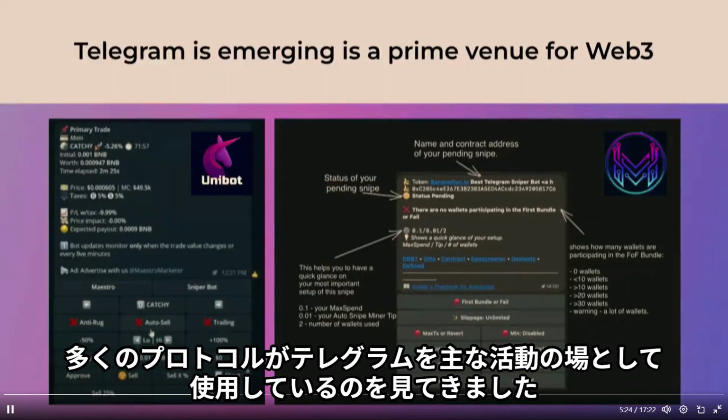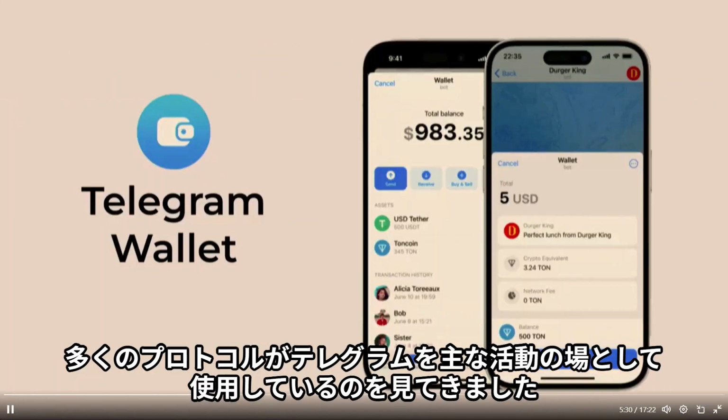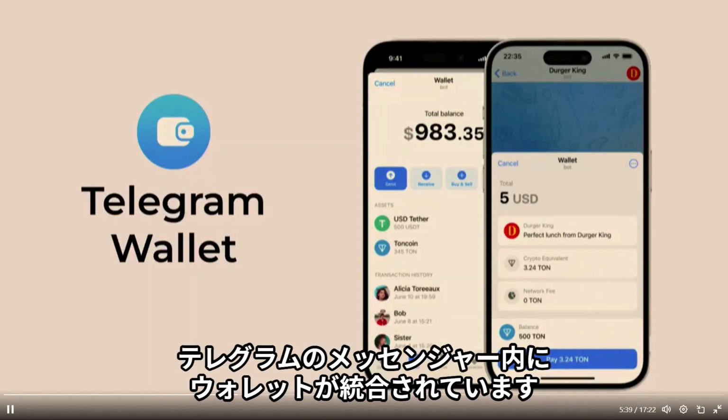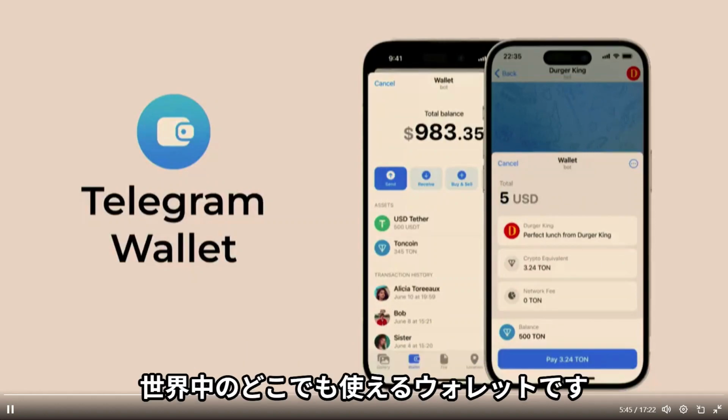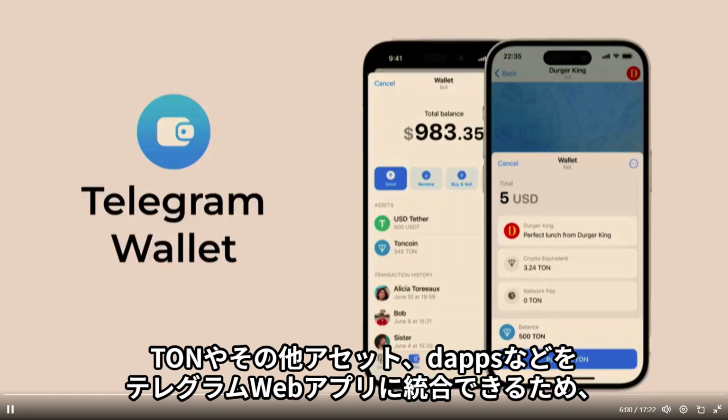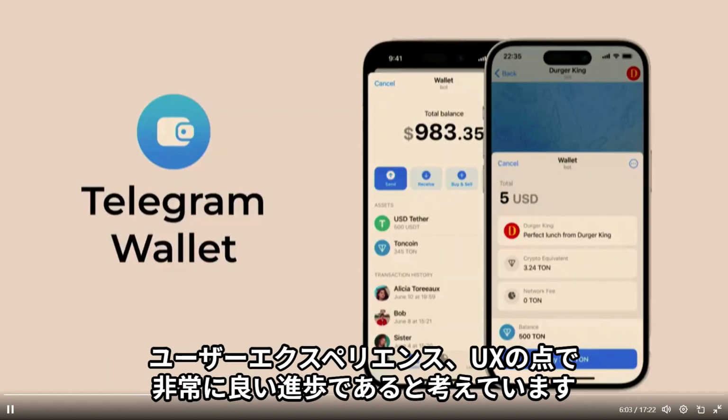And we've seen Unibot and Maestro and a lot of other protocols using Telegram as the main interface. And Telegram itself has vouched for a chain called Ton as their exclusive chain, and they have a Telegram wallet integrated within the Telegram messenger. I'm not sure if this functionality is specifically open in the US. I think maybe it's not, but everywhere else in the world you can get it. But essentially, you have an integrated, decentralized, non-custodial wallet within your Telegram app, and you can integrate with Ton and other assets and interesting dApps, all integrated with Telegram web apps.